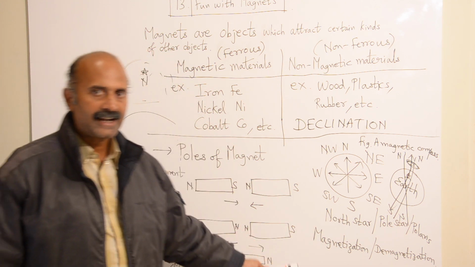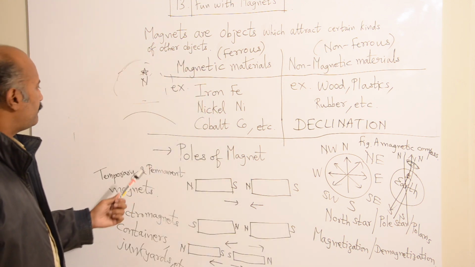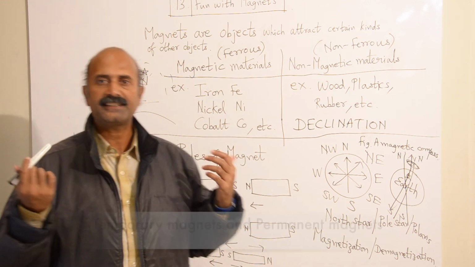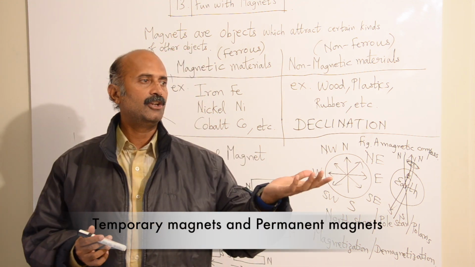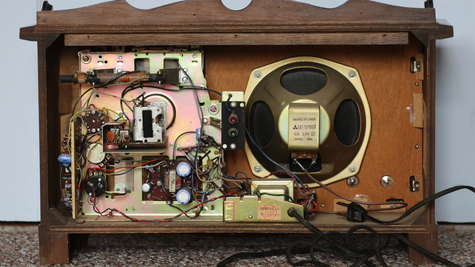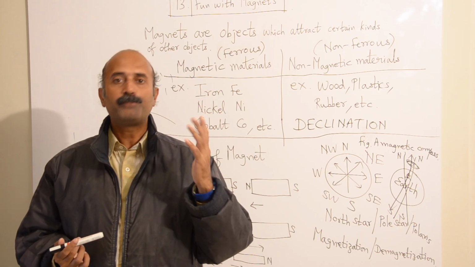So we have discussed magnetization and demagnetization. Speaking of that, what are their applications? The main thing is we can create temporary and permanent magnets. You might have seen in your radios or TV, if you disassemble it, you will find a magnet in between. The magnet can be used as a speaker. It's nothing but a permanent magnet.